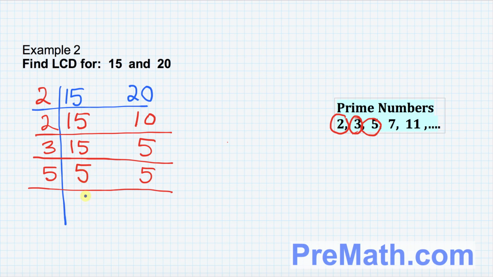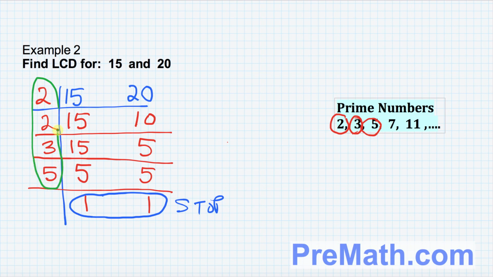So you can put down 1 and 1, because 5 goes into 5 once. Once you do that, we're going to see that all we have at the bottom are ones. That means this is our stop sign. So the next thing we will be doing is to go ahead and multiply these vertical numbers.